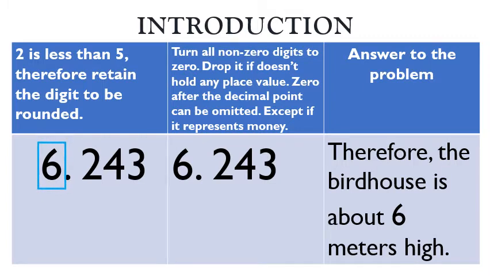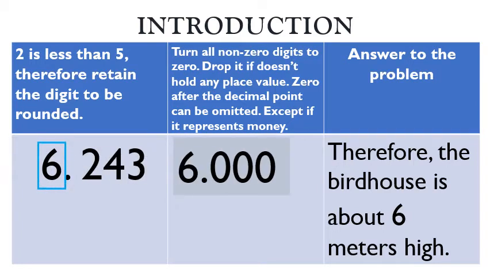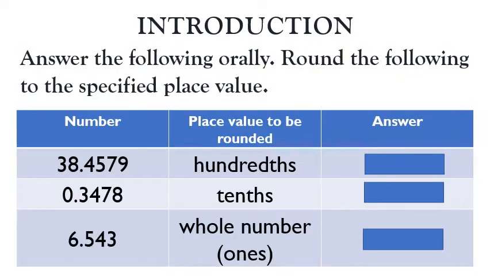Turn all non-zero digits to 0. Drop it if it doesn't hold any place value. 0 after the decimal point can be omitted, except if it represents money. Therefore, the birdhouse is about 6 meters high. Answer the following orally. Round the following to the specified place value.